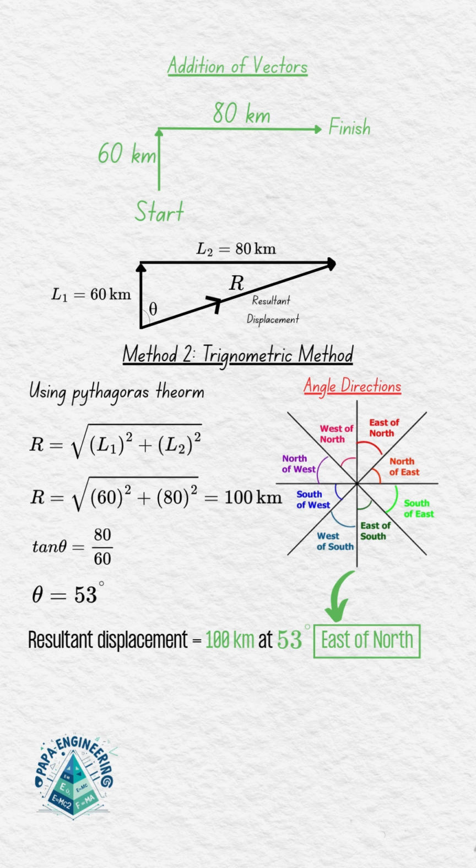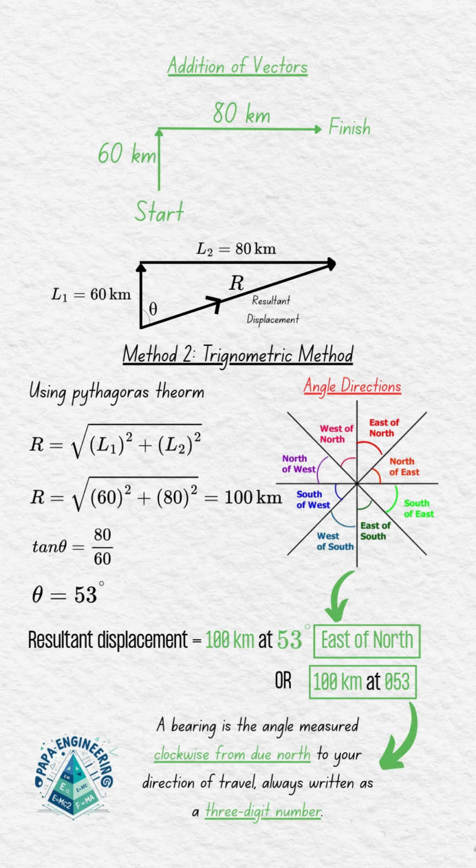A simpler way of writing this out is to say 100 kilometers at 053. This is called the bearing, which is the angle measured clockwise from due north to your direction of travel. And it is always written in 3 digits. That's why we say 053.